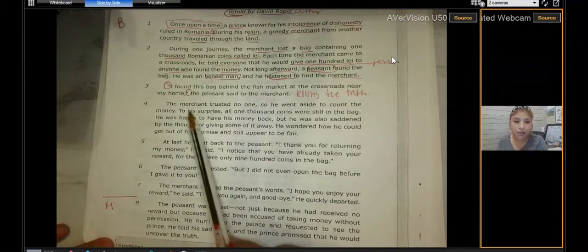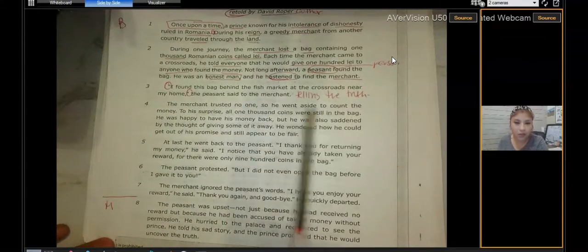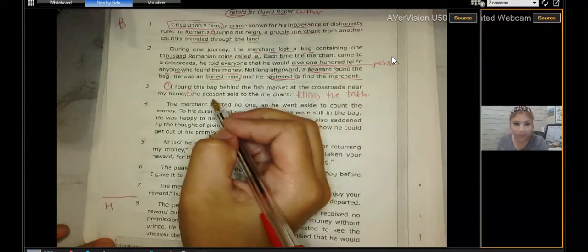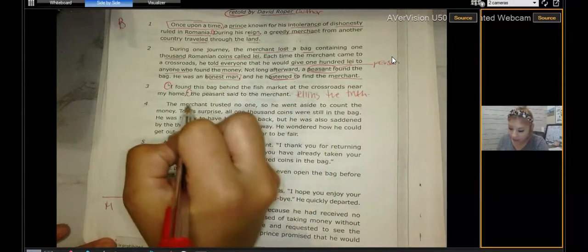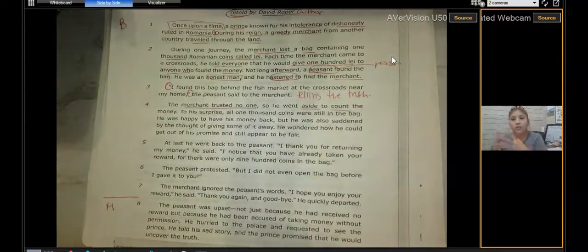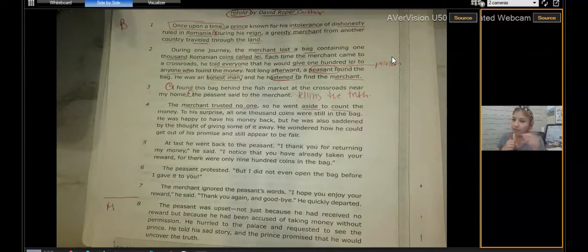Paragraph 4. The merchant trusted no one, so he went aside to count the money. So remember, he's very greedy. He doesn't trust anybody. The merchant trusted no one, so he went aside, and what did he do? When you don't trust somebody, you're like, I need to make sure that you're telling me the truth or you're giving me everything, and let me go count it. So that's what the merchant did.